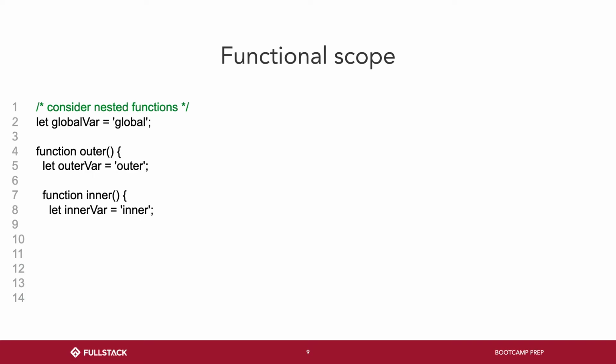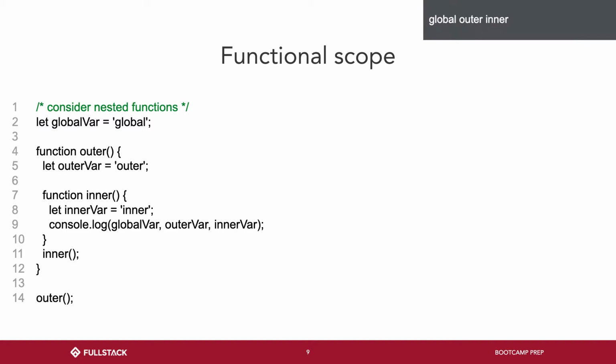So consider nested functions. I showed you something that looked a lot like this. So let global var equal global, function outer, let outer var equal outer, function inner, let inner var equal inner. This is easy to read. Variable, function, variable, console log, close the inner function, close the outer function, invoke the outer function. When we invoke that outer function, we define let outer var equal outer, then we define this function inner, and then we invoke that function inner.